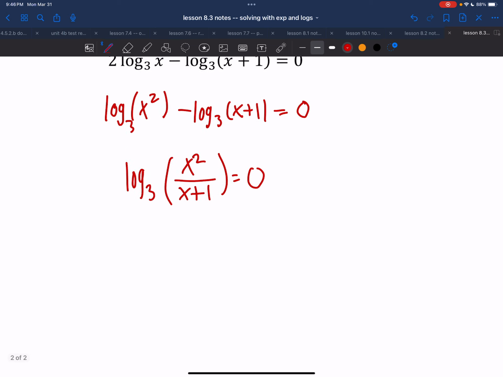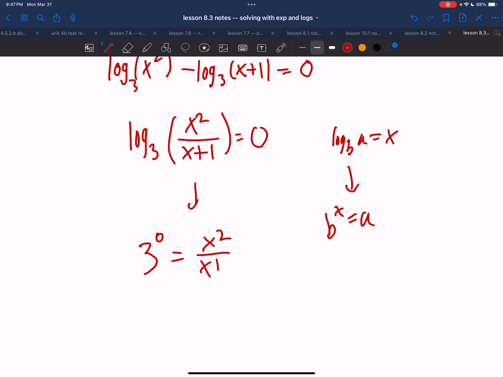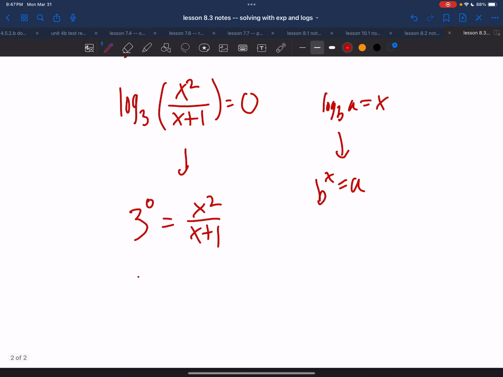Well, now that you've combined this into a single log, doing this lets you convert to exponential form. If log base b of a equals x, then b to the x equals a. Well, the base b is 3, the exponent is 0, and this equals x squared over x plus 1. But of course, 3 to the 0 is 1. So I got 1 equals x squared over x plus 1. But then, hey, we need to solve for x, so let's multiply by x plus 1 on both sides. Then x squared is 1 times x plus 1, which is x plus 1.